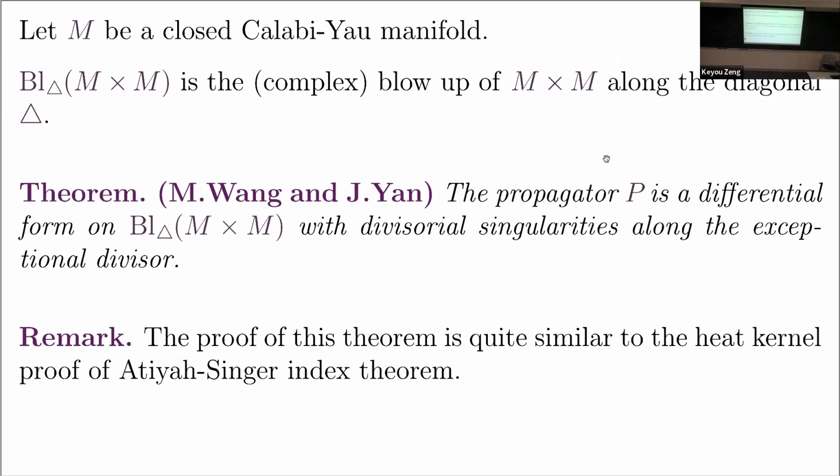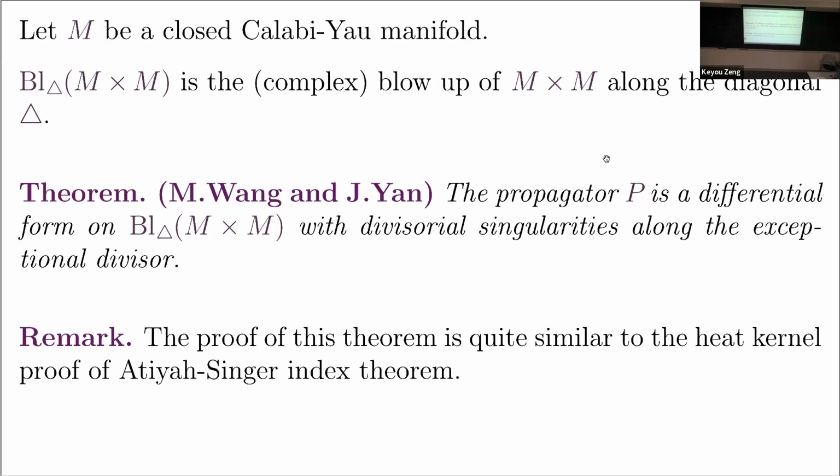Now let's go back to our setting. So M is just a closed Calabi-Yau manifold. And we use this notation to denote the blow up of M cross M along the diagonal Delta. Because we want to use what we have introduced, but the diagonal is not a divisor, so a natural idea is to blow it up, right? So our main theorem is given by this. The propagator P is a differential form on this blow up space with divisor singularity along the exceptional divisor.